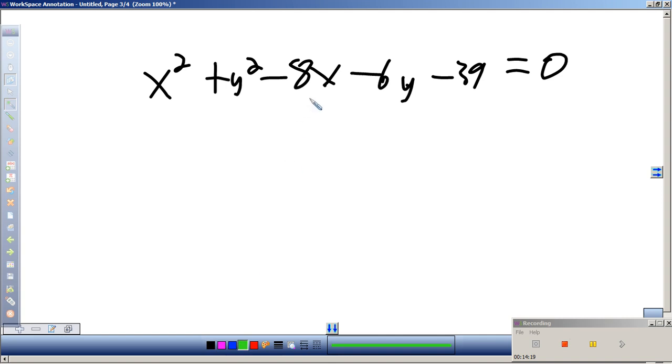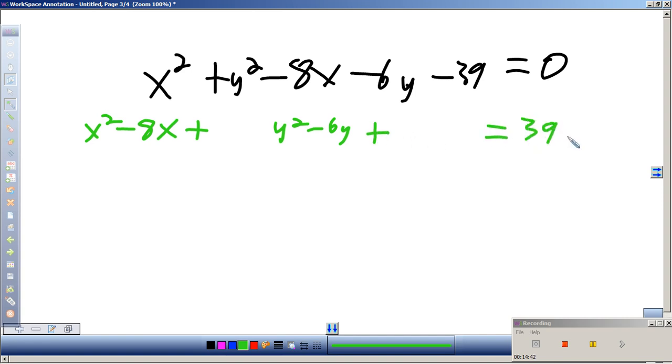Okay, let's test it, see how we do it. So we're going to have to complete the square twice now for this one. Why? You have to complete the square with the x's and with the y's. So x squared minus 8x, I'm going to put that here, and we're going to have to add something. y squared minus 6y plus something equals 39. As an example, there's some problems in your book that are like this. So what number is going to have to be added here to make this a perfect square?